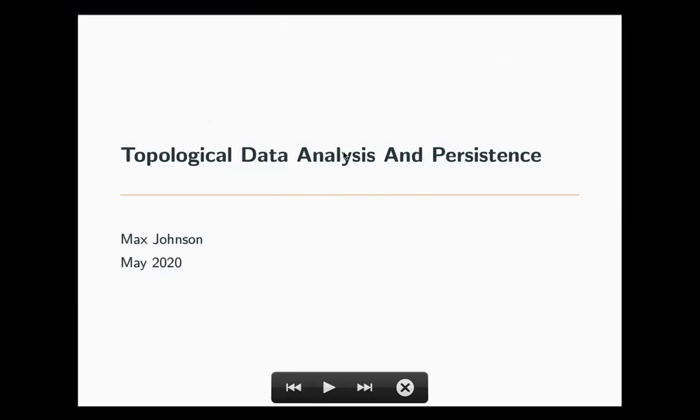Hi, I don't know what everyone's prerequisites are, but this is going to be a talk on topological data analysis. The only thing that I'm really going to assume you know is basic linear algebra, things like what a kernel is, what the image of a linear map is.